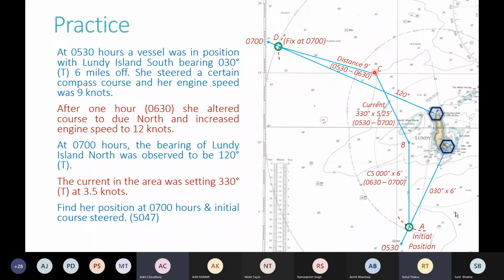The CTS that we have got, we apply it on our initial position, and then we will see whether we reach back at the 7 o'clock position or not. Okay, sir. Okay, so we will see the actual track now.